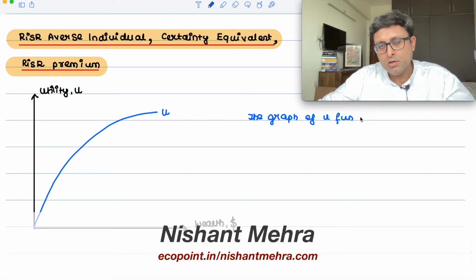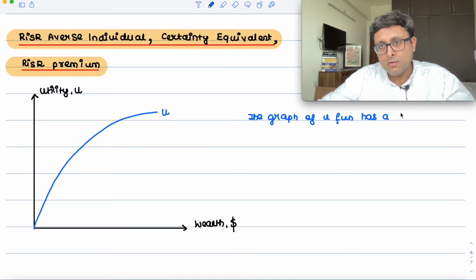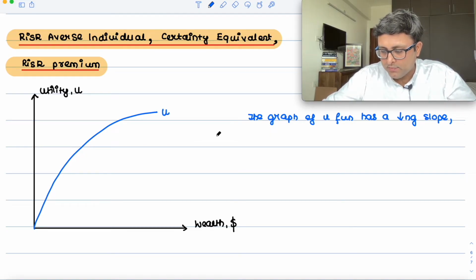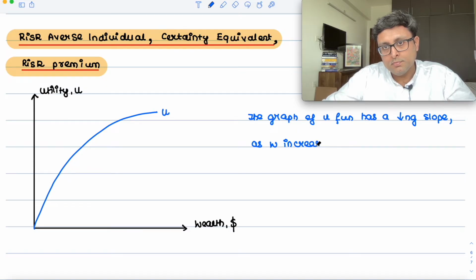The graph of this utility function has a decreasing slope. That is, as wealth is increasing, the increase in utility is falling. The marginal utility from higher and higher levels of wealth is falling as wealth is increasing. So let us say we consider two outcomes.